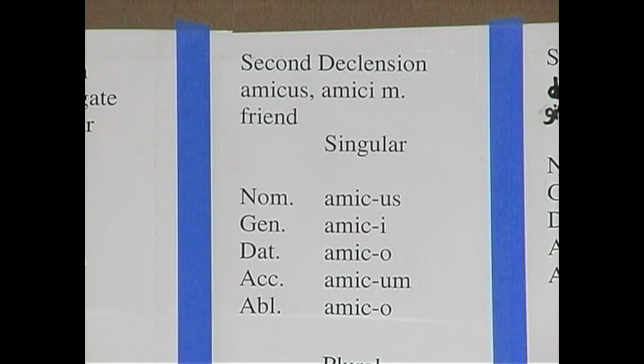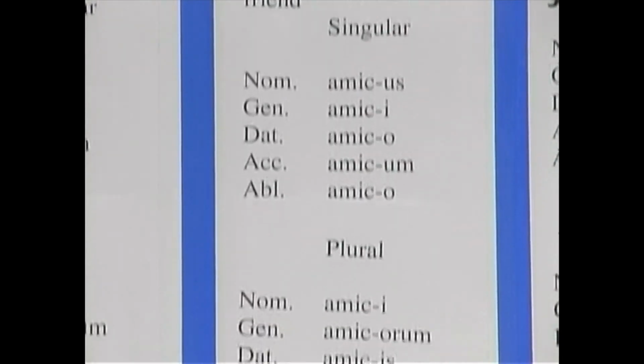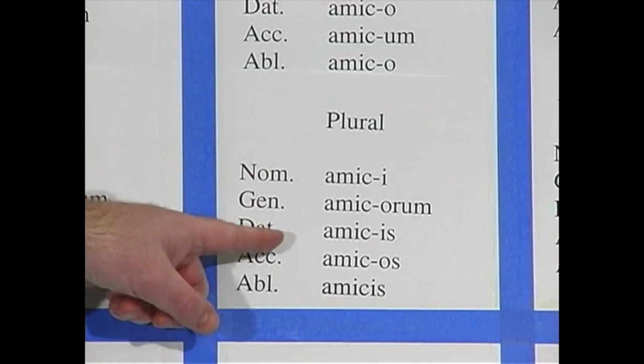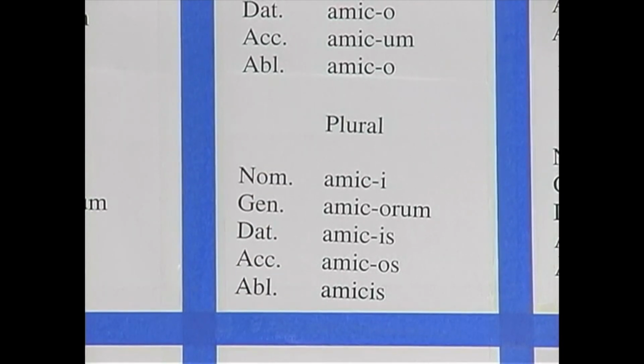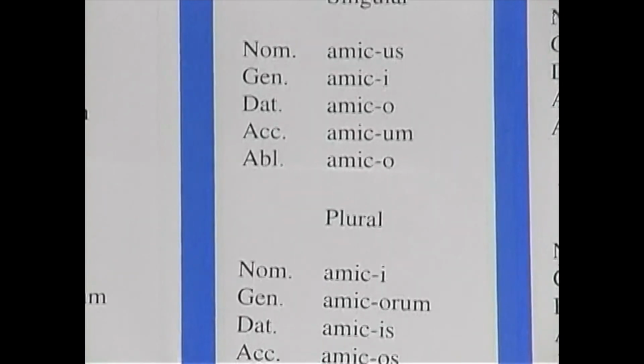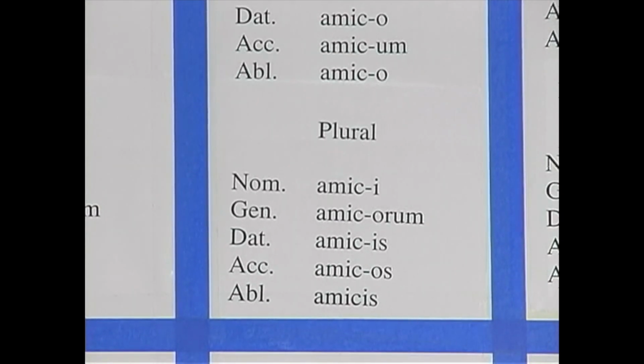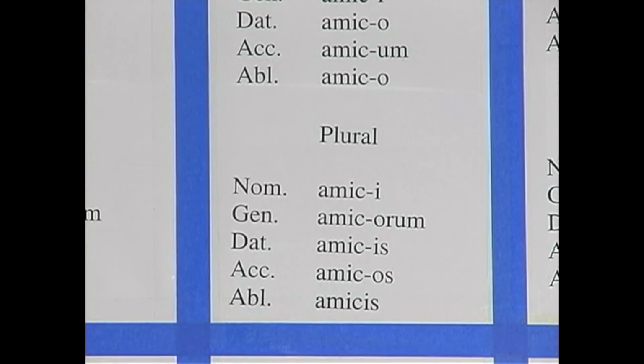What are those endings? Here they are: us, i, o, um, o, i, orum, is, os, is. You must memorize those endings. Again, us, i, o, um, o, i, orum, is, os, is.